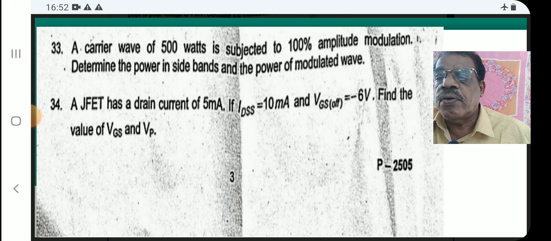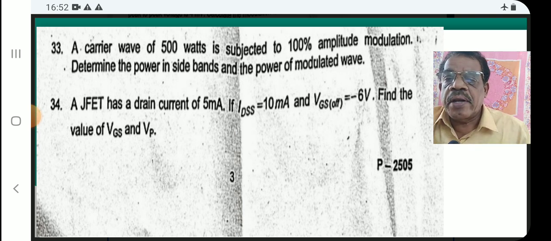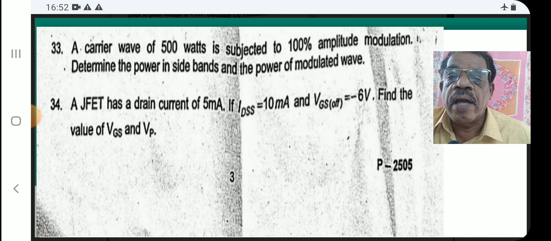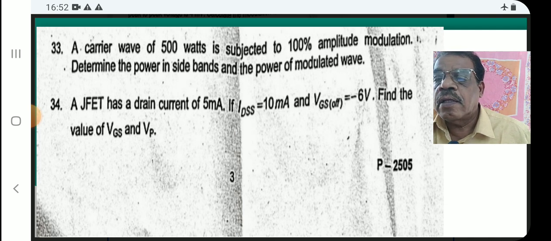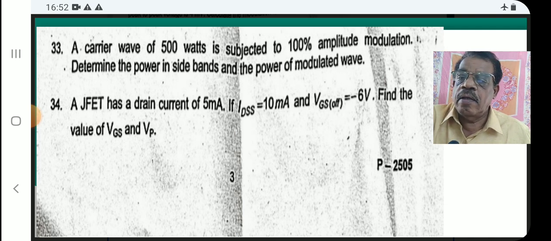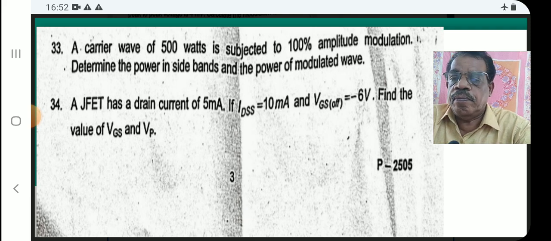Number 34. A FET has a drain current of 5 milliampere. If IDSS is 10 milliampere and VGS off is minus 6 volt, find the gate source voltage and the pinch off voltage. Pinch off voltage, VP.